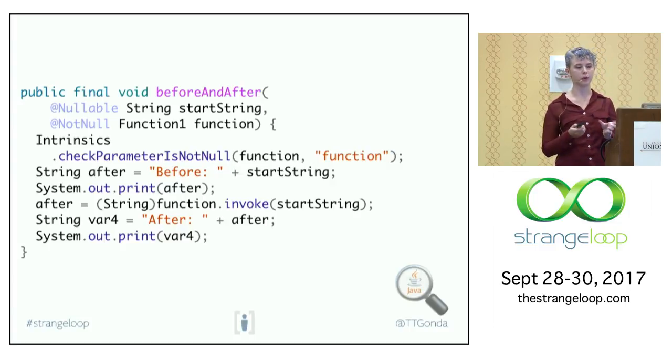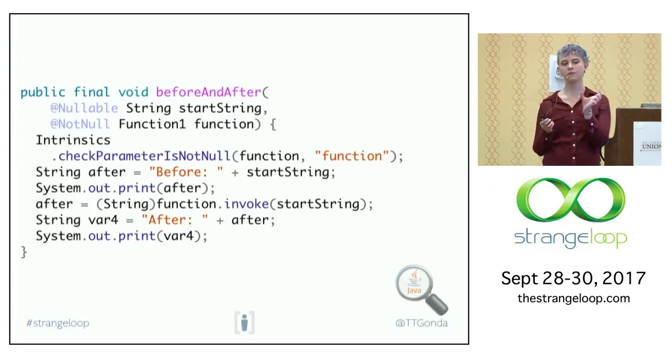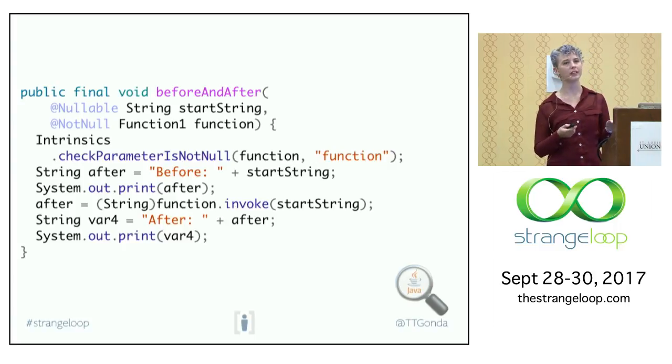And then it's the interesting part. To perform the operation specified, we call function.invoke. And this is not entirely surprising since we saw the interface for Function1. And then after that, we can concatenate the result to print it out again. So we have our method. Let's try calling it.